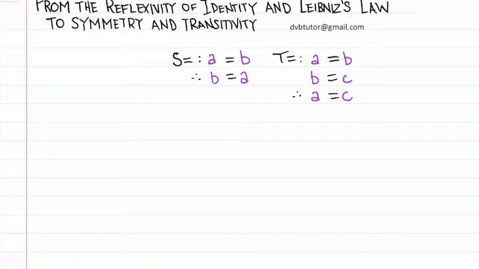The first one is called the reflexivity of identity, and this says that on any line we can always infer that any sentence of the form A is identical to A is true. This embodies the idea that for any object you pick, whether it's Socrates or Napoleon, it's true that Socrates is Socrates and Napoleon is Napoleon. So that's the reflexivity of identity.